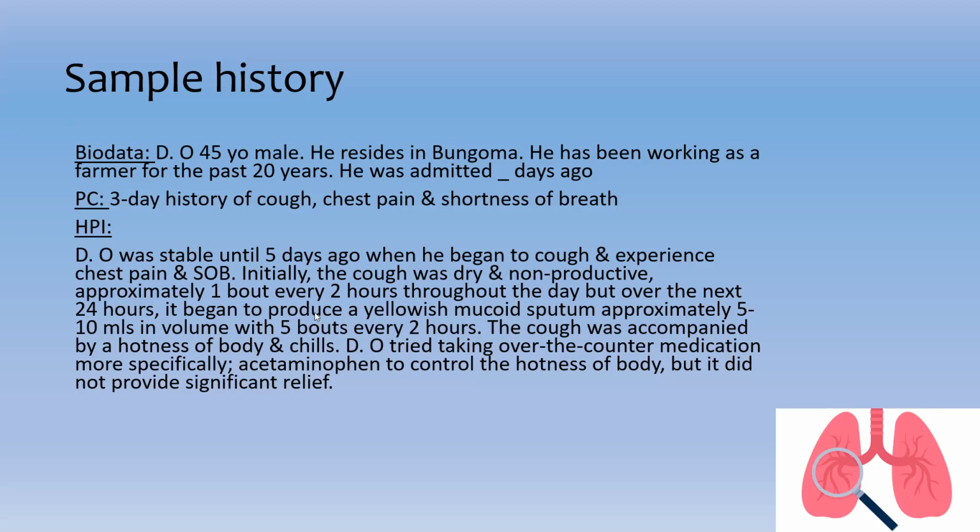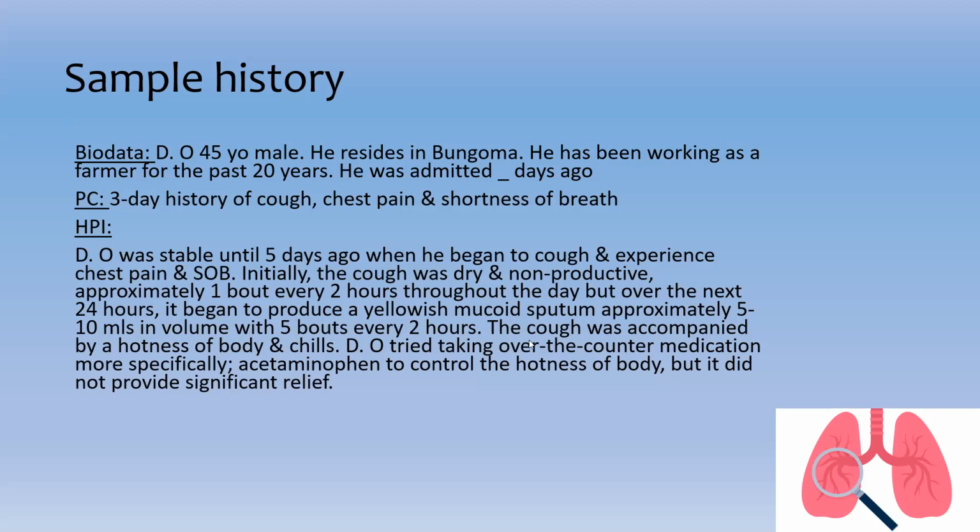So this patient then began to produce a yellowish mucoid sputum. Now it's beginning to present more like a typical pneumonia, approximately 5 to 10 ml in volume, with 5 bouts every 2 hours. So now you see the cough has increased in frequency, so it tells you that it's progressively worsening.